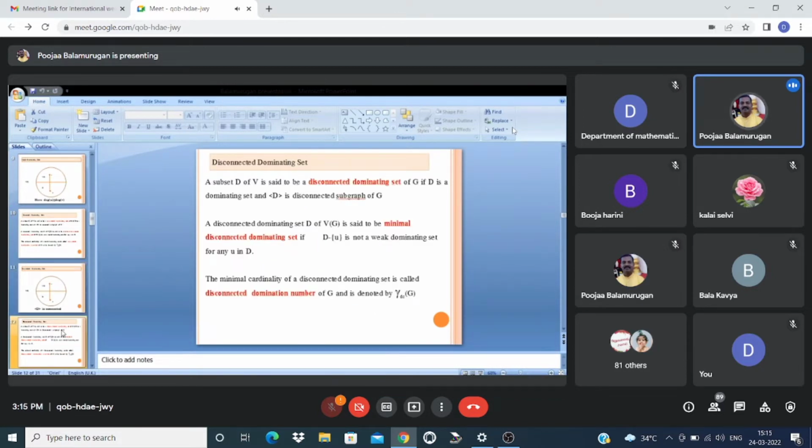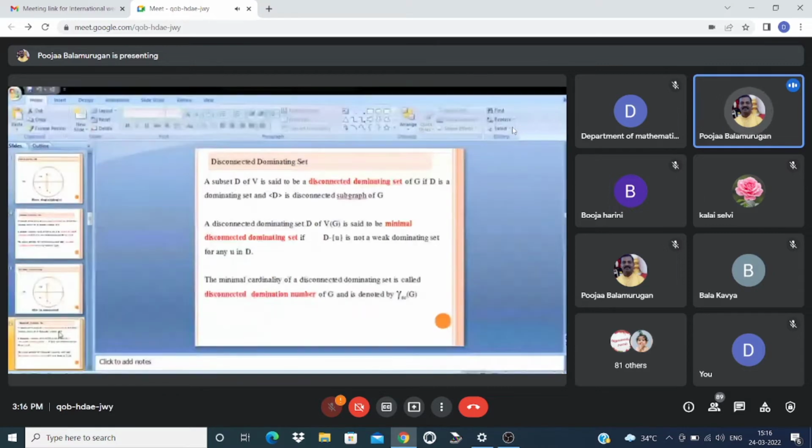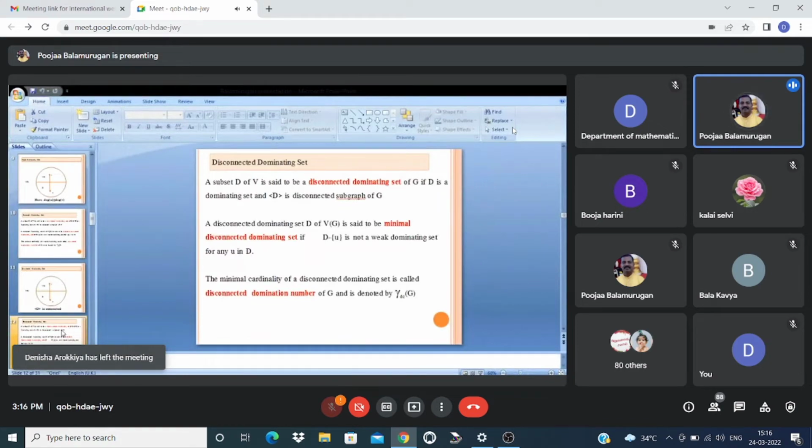Right. So this is called a disconnected dominating set. This concept was introduced in 2010 by myself and Dr. G. Prabhakaran, I think. A subset D of V is said to be a disconnected dominating set of G if D is a dominating set and the induced subgraph on D is disconnected.